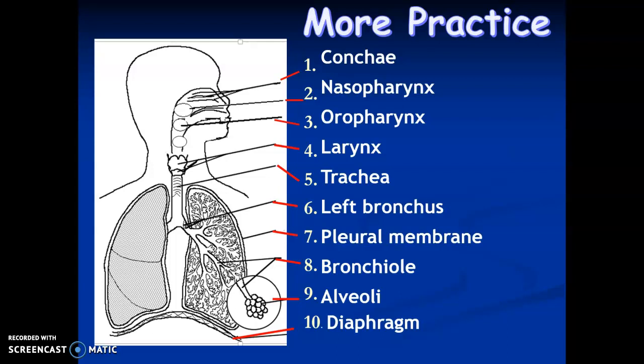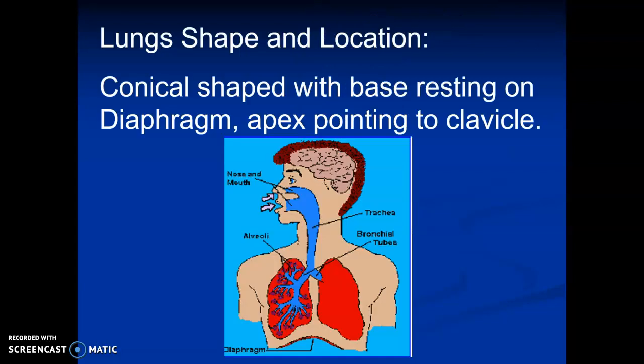The pleural membrane is the lining around the lungs to let them move smoothly so they're not rubbing. The bronchioles are smaller branches of the bronchi. And then your primary, secondary, and tertiary bronchioles branch out like a tree does, into smaller and smaller branches. Then you get your alveoli, where the gas exchange takes place. And the diaphragm, of course, you know about that. That's the muscle which helps you breathe.